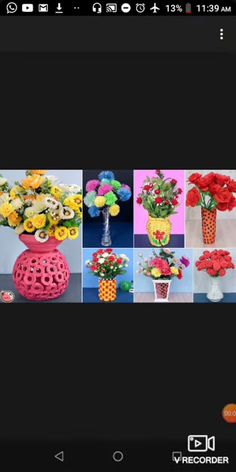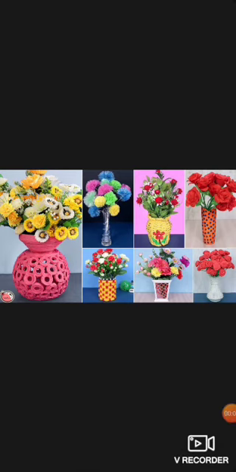And you can also use flowers to decorate things like painting on pots, and you can draw the different types of flowers you like and color them with your choice of colors, and you can use papers to make flowers, and you can color different vessels with designs of flowers and so many things.